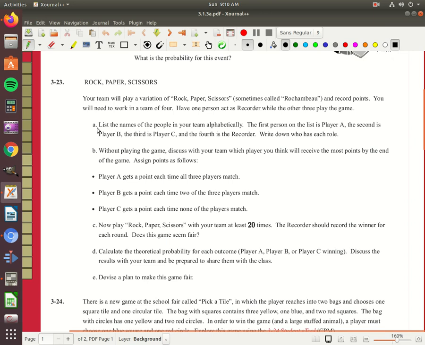So, rock, paper, scissors. I always say rock, scissors, paper, and everyone always makes fun of me.